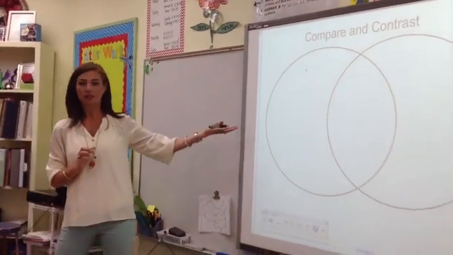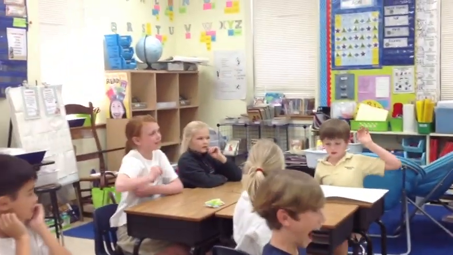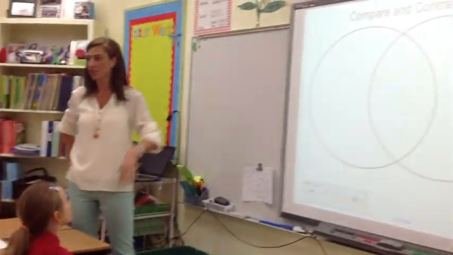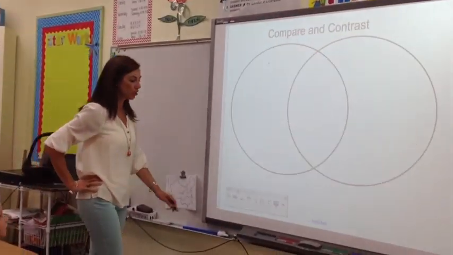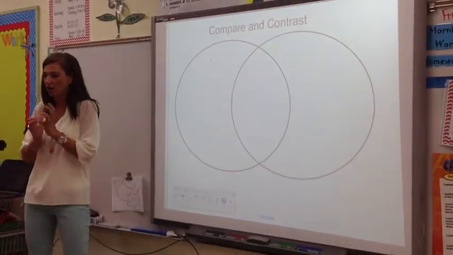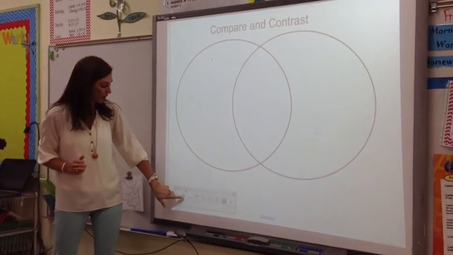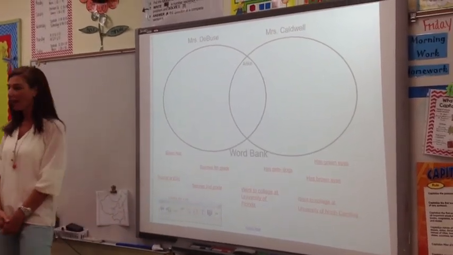Have you guys seen this diagram or this graphic organizer before? What do you call it, McCall? Venn diagram. It's a Venn diagram, and it's used to compare and contrast, right? Well, we're going to do a little bit of comparing and contrasting just to get our juices flowing a little bit before I read a story to you about me and Miss Caldwell.